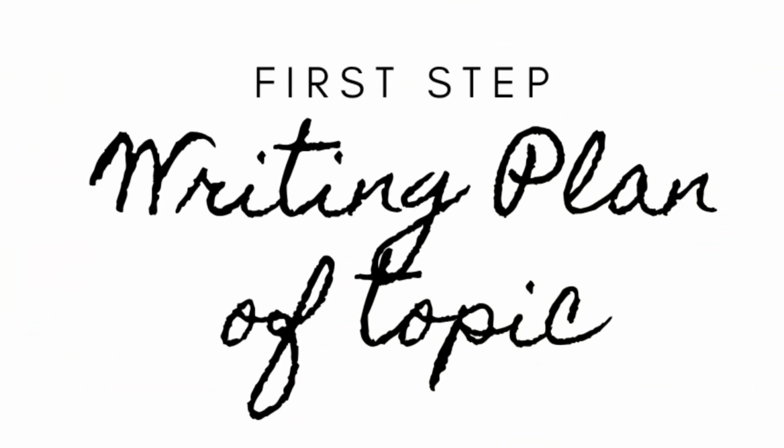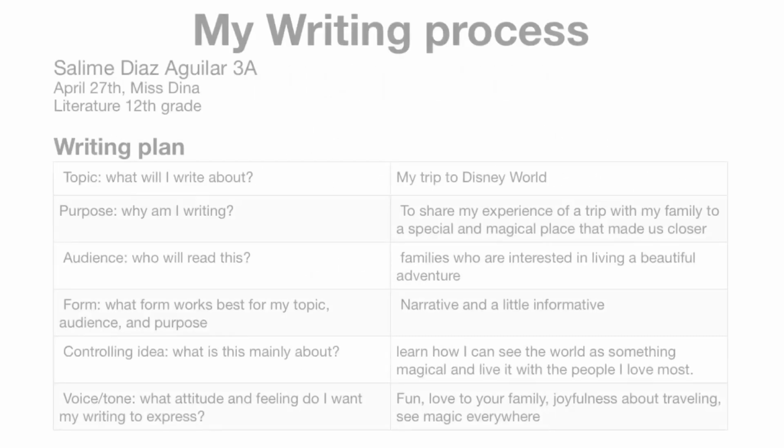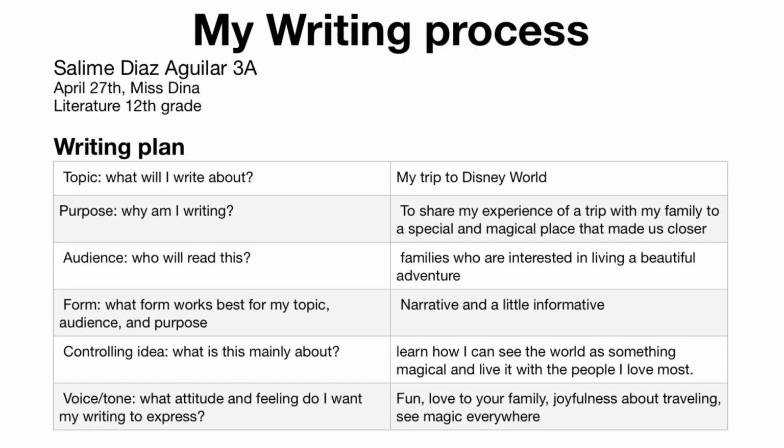So I'm going to explain the writing process based on an example that I made by myself, and I'm going to show it step by step. Here we can see the first step, the writing plan of a topic. Sometimes you have to make an essay and you don't know where to start. So this is a very good chart that you can make to clear the stuff you want to talk about.